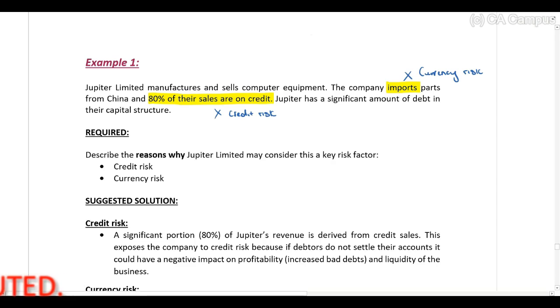Jupiter has a significant amount of debt in their capital structure. So if they have a significant amount of debt in their capital structure, that is going to expose them to financial risk.